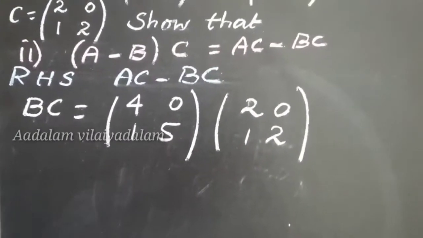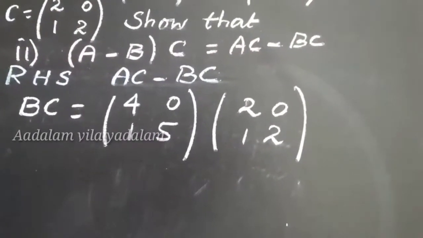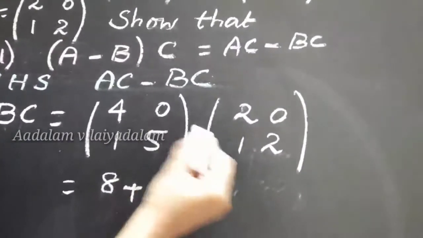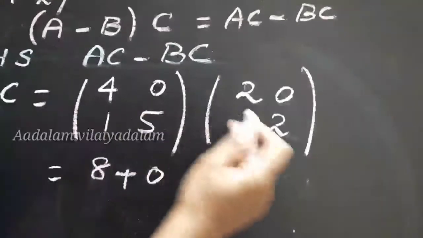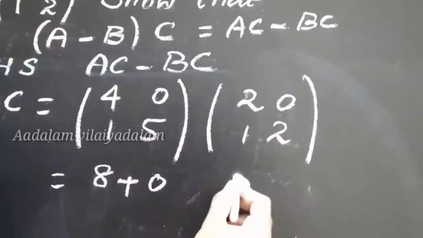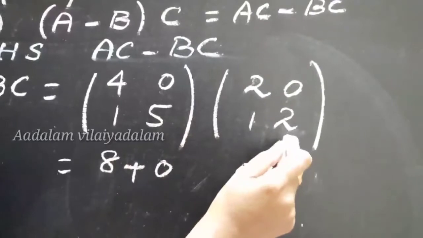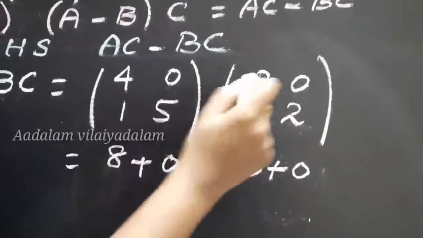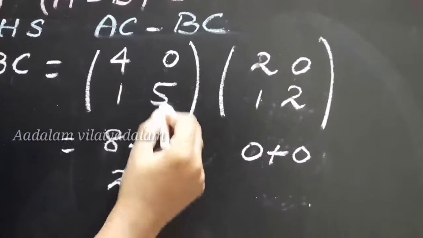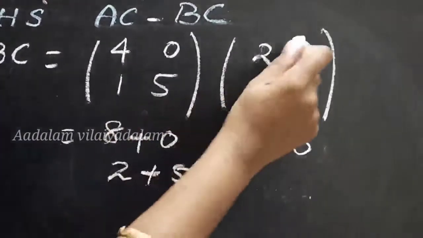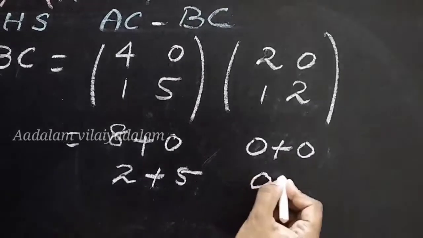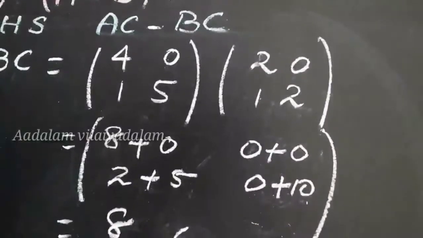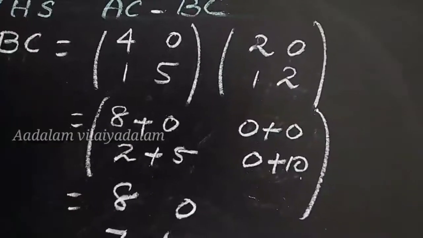So the BC value, the product of B and C. The answer is 4 2s are 8, 0 into 1, 0. Again the first row, second column: 0, 0 into 2, 0 here. The second row, first column: 1 2s are 2, 5 1s are 5. The second row, second column: 1 into 0, 0, 5 2s are 10. So the BC answer is 8, 0, 7, 10.